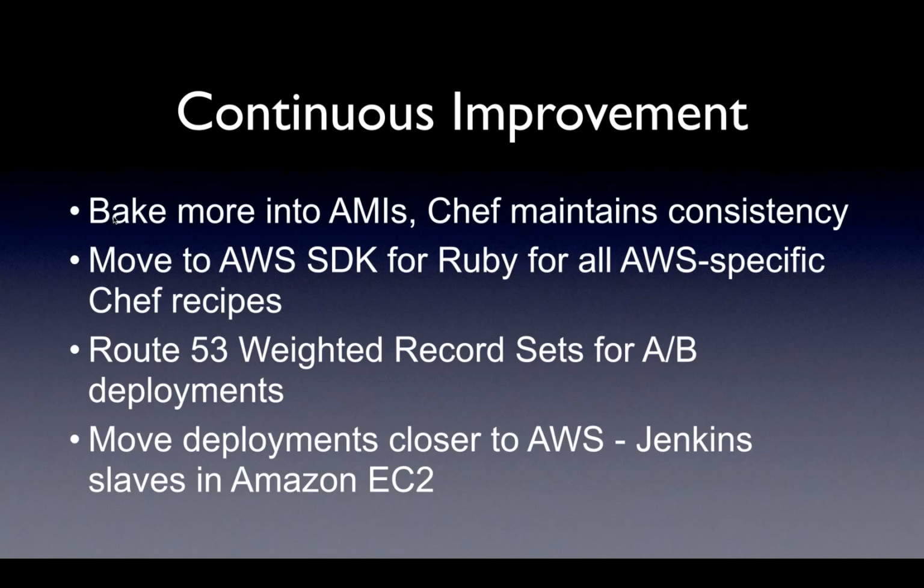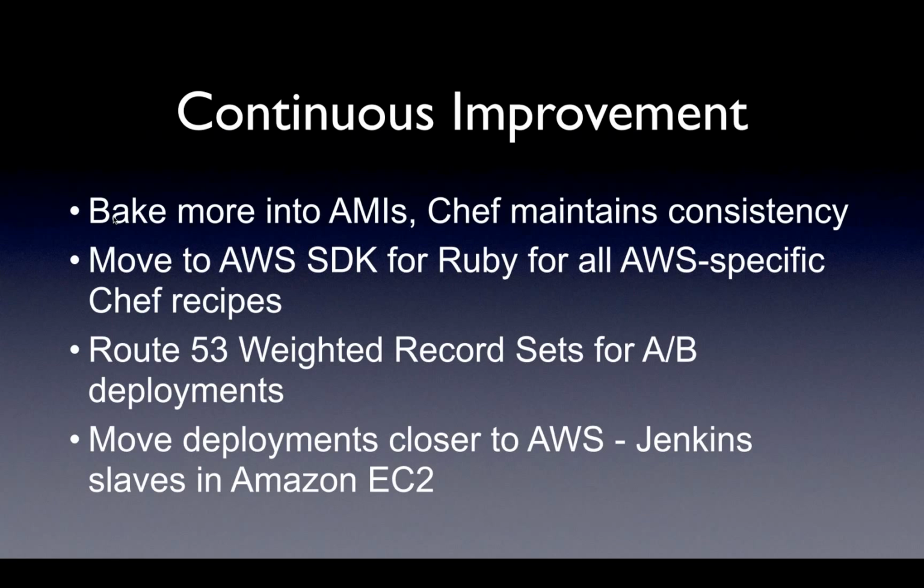In our case, one of the things we're looking at, like I said earlier, is baking more into our AMIs and having Chef maintain consistency in our nodes. The other thing we're looking at, and this goes back to the comment I made about support for IAM roles, is moving to the AWS SDK for Ruby for our AWS-specific recipes. So this would be things like talking to S3, for example, or ELB, or the different AWS APIs.